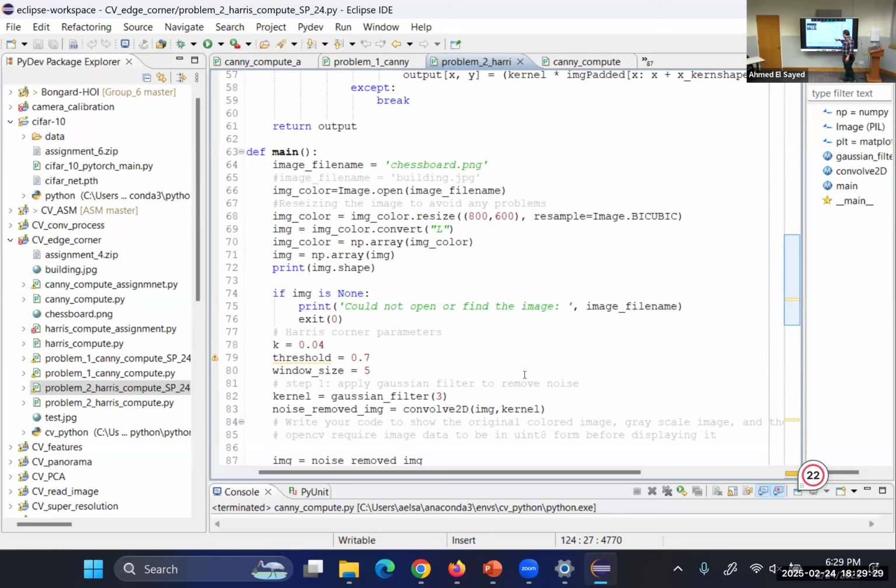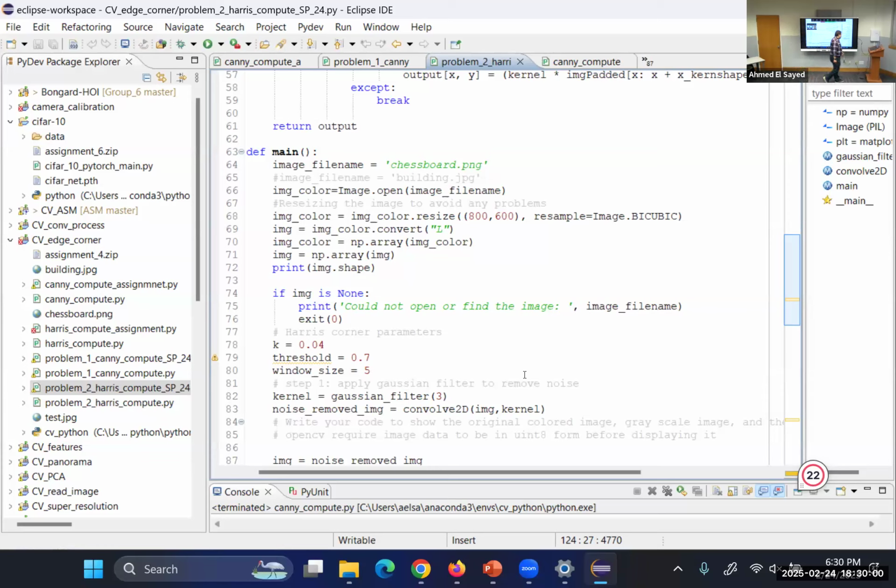Then I have to define the value of K, which is the value of the constant in the Harris operator, and the value of my threshold. If the value of the operator is higher than the threshold, it's a corner. If it's lower than the threshold, it will not be a corner. And I have to determine my window size. Remember, when I calculate the edge, I have to determine the window first to calculate the edge for this window.